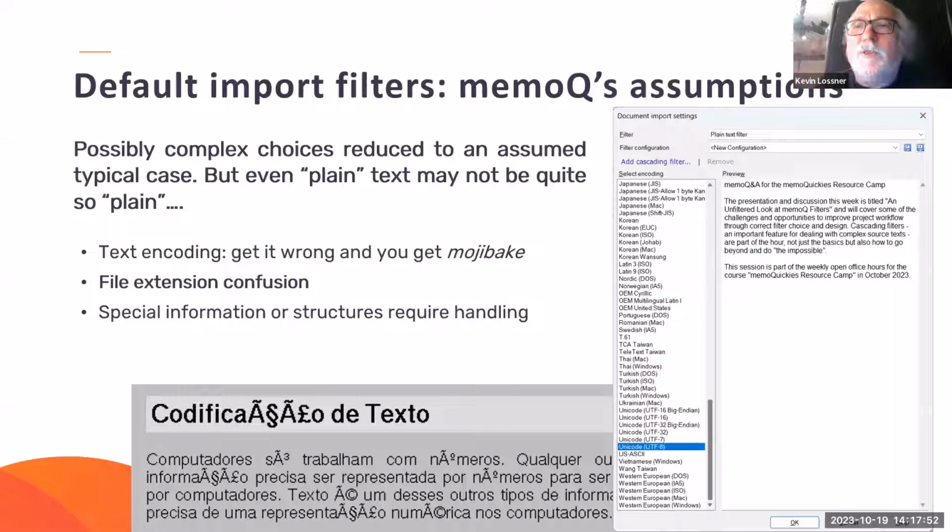Okay, when you're working with memoQ's default filters, the default filters make certain assumptions about the files that you're working with that may or may not be correct. But by and large, these defaults are built on what the developers think a typical file that you might be called to work on is going to be, what it's going to look like, what kind of structure it's going to have. But the thing with the defaults is that one size really does not fit all in most cases. And even for something as simple as a so-called plain text filter, the issues may not be quite so plain.